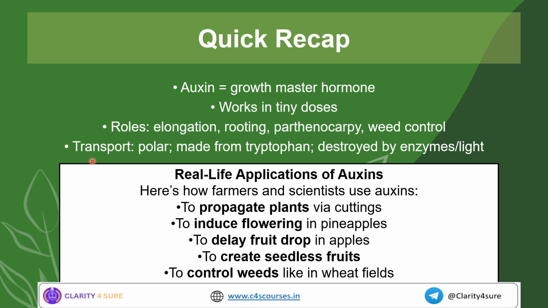Then its transport is polar, which we have discussed is done with the help of PIN3 proteins, and that movement is called efflux movement. Then they are made from tryptophan. Generally, there are two pathways we have discussed earlier. Then you can destroy or inactivate the auxin with the help of enzymes and light.